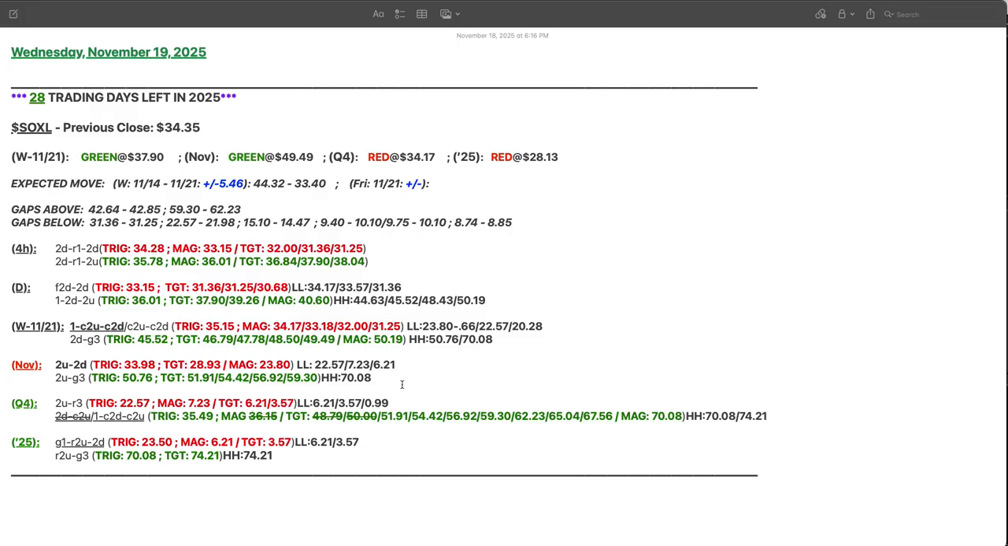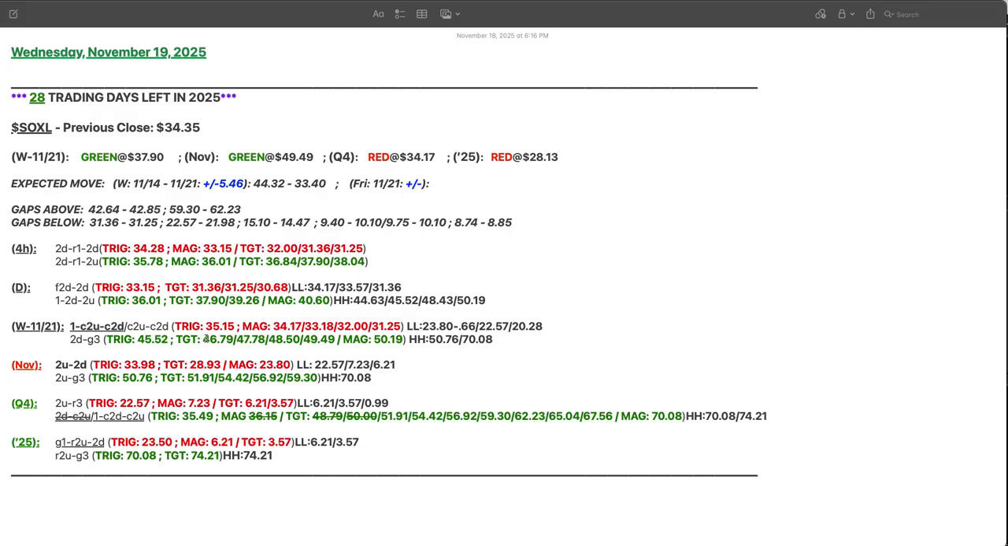We would really have to see some type of catalyst rocket us off and make us forget about setting a higher low first and just going up to that 45.52 level. So not taking it off the board, but not saying that is going to happen. We're just ready for it if it does.